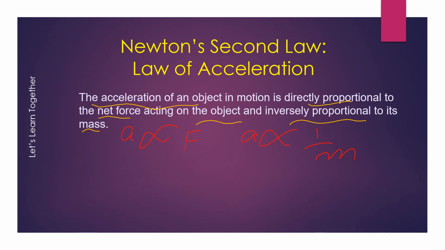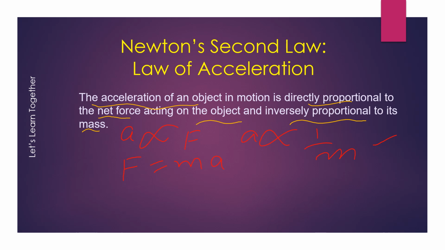Actually, for a particular object, we are having a constant mass. So for acceleration, we will be having F is equal to ma, mass into acceleration. F is equal to ma. This is the basic mathematical form of Newton's second law.